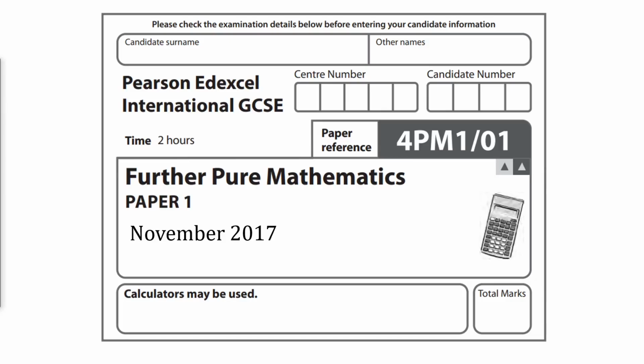This is Edexcel IGCSE Further Pure Maths 2017, Paper 1, and you get 2 hours. It's a calculator paper, and you'll need to use it quite a lot during the paper, especially towards the back end questions.